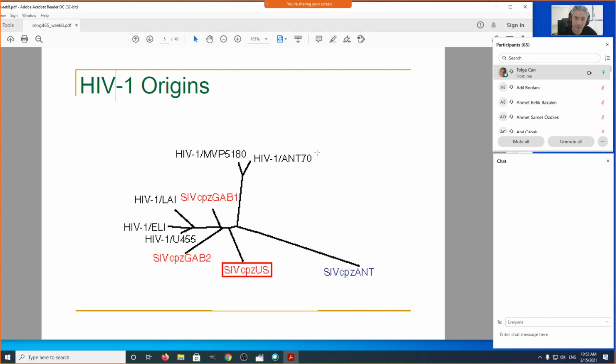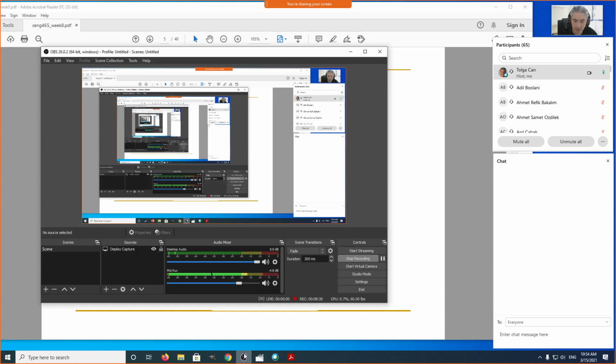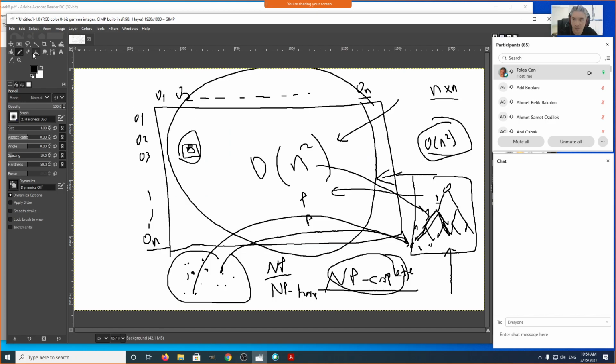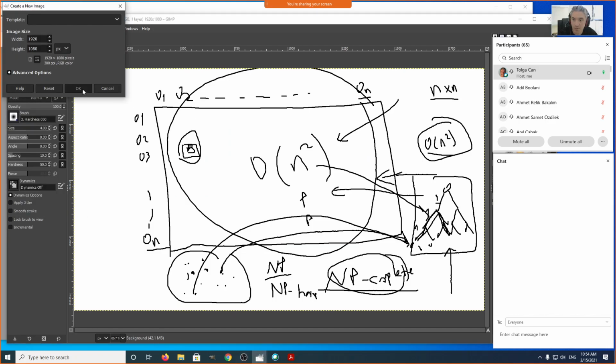For example, this is a phylogenetic tree for different HIV virus strains, I think. These are the virus strains. And look at this tree. This is a tree which is unrooted. If you're from computer engineering, when we have a tree, it's usually like this, right? Let me open up GIMP and a new whiteboard.